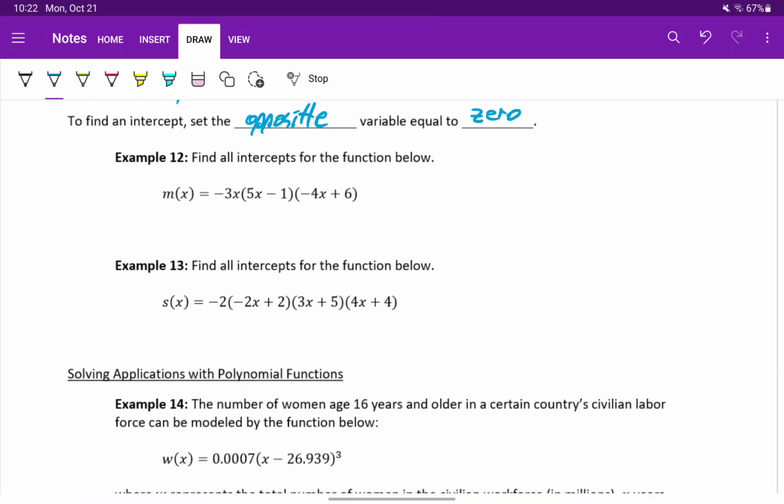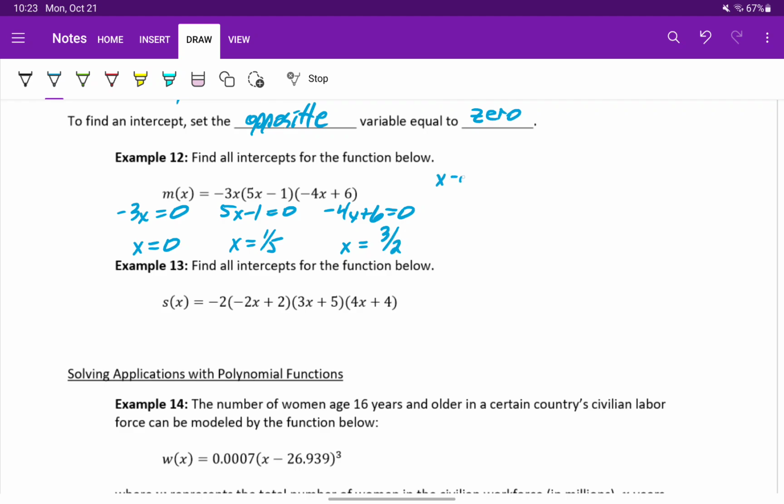In example 12, to do that, we'll take each of the factors and set them equal to 0. So that means negative 3x is equal to 0, 5x minus 1 is equal to 0, and negative 4x plus 6 is equal to 0. To get x is equal to 0, x is equal to 1/5, and x is equal to negative 6 over negative 4, or 3/2.